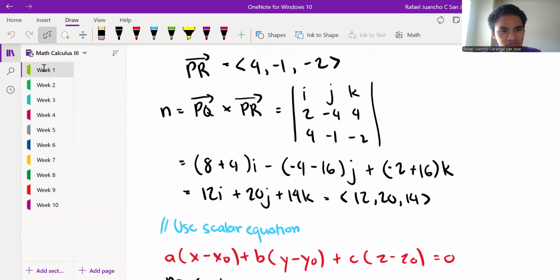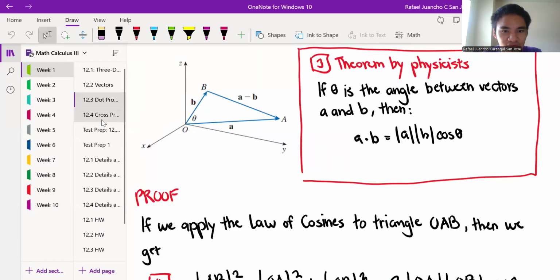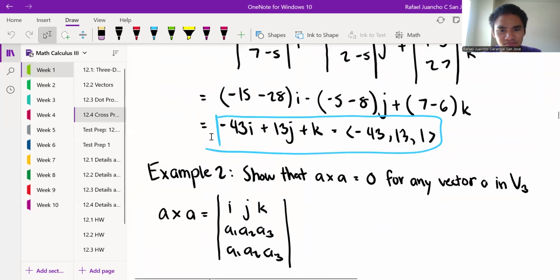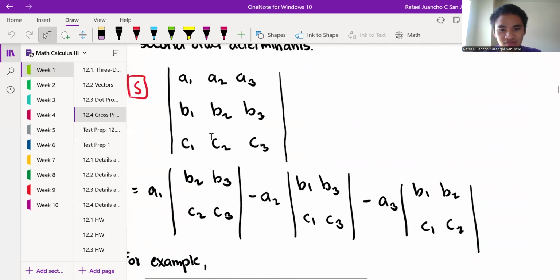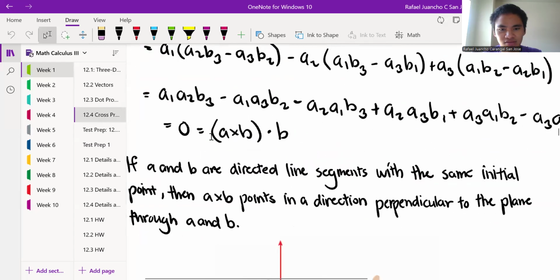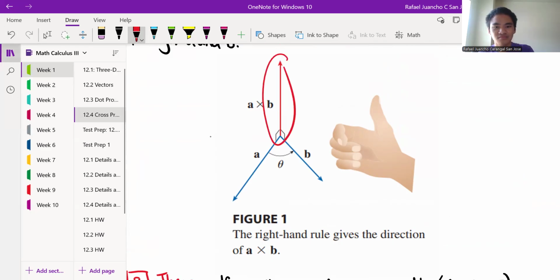And if we look at our previous discussion on, oh, you can't switch notes. That's funny. Oh, there we go. Calc 3. Okay. If we look at our cross product here, we get a nice visual. We get A and B, and their cross product is this red thing, which is exactly what we need, right?